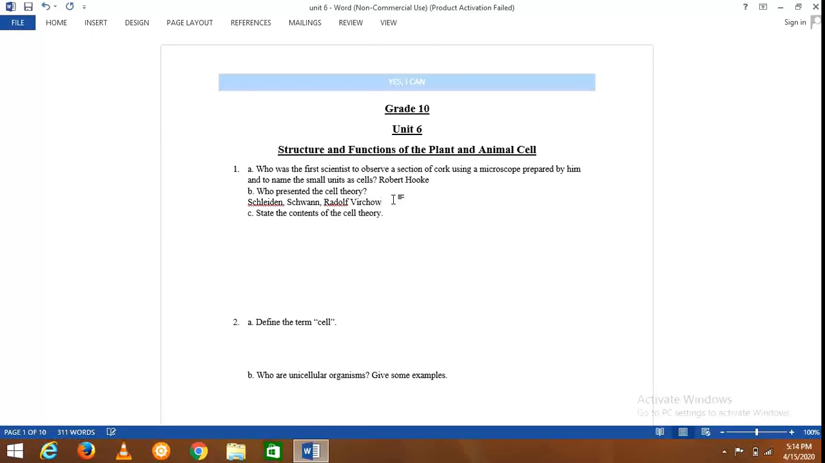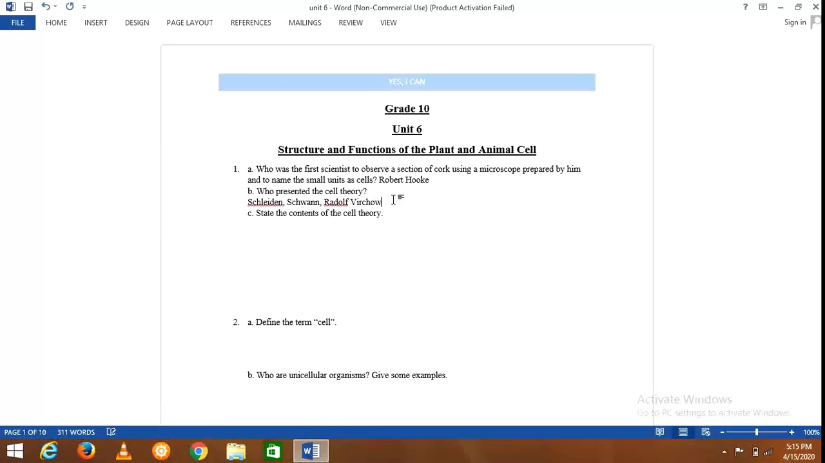The contents in the cell theory are very important. You have to remember those very well. First, they told the cell is the structural and functional unit of life. Second one is all organisms are made up of one or more cells. Third factor is new cells are formed from pre-existing cells.